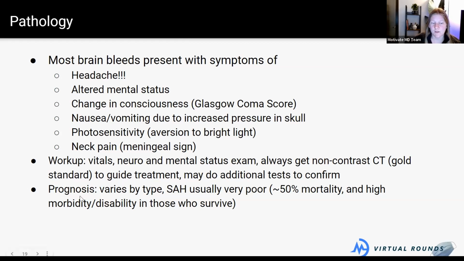And for prognosis of brain bleeds, it does vary by type. We went through the four different types of brain bleeds that we're focusing on today. But for our patient who has a subarachnoid hemorrhage, it's usually a very poor prognosis with up to 50% mortality and a very high morbidity and disability rate in those who do survive a subarachnoid hemorrhage. So very, very scary stuff. Something that you really don't want to have.